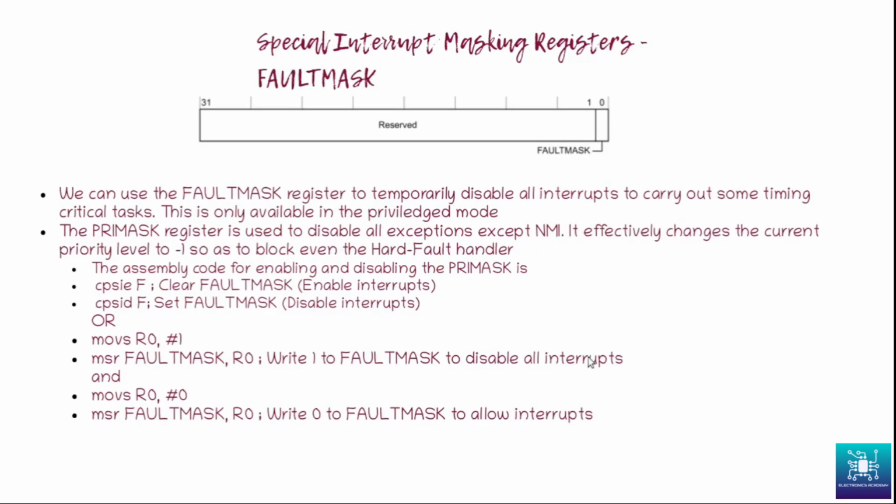The next interrupt masking register is called the FAULTMASK. Now, the FAULTMASK register also is like the PRIMASK, but it masks even the hard fault interrupt. So it sets the priority level to -1. So only the non-maskable interrupt is active. The rest of them are all masked.